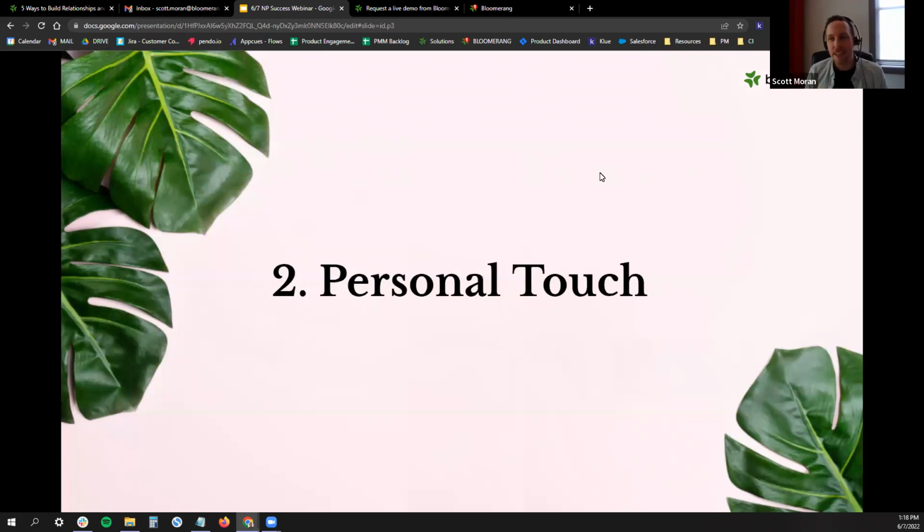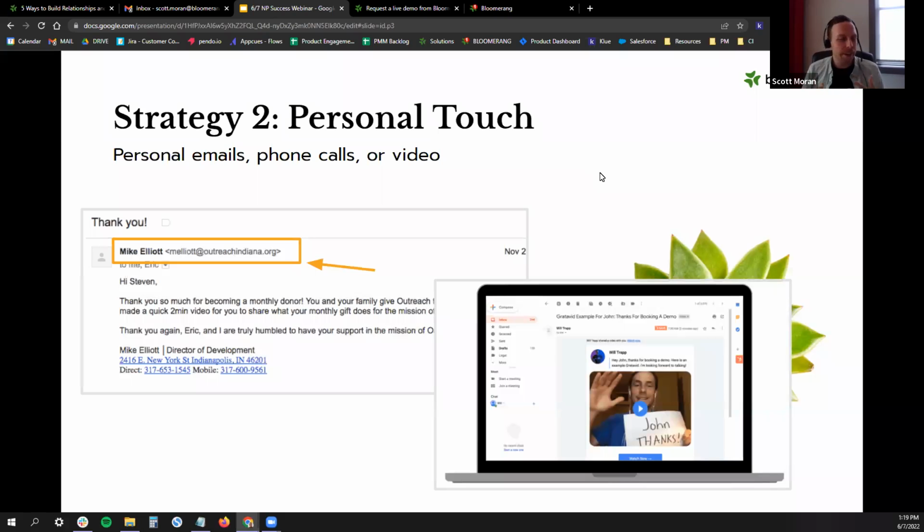Next strategy is personal touch. And what I mean by that is not just mass emails and newsletters. Those are what I call cultivation pieces, but a personal touch would be like an email coming from your personal email account. So not maybe through a MailChimp or through Bloomerang's mass email tool.